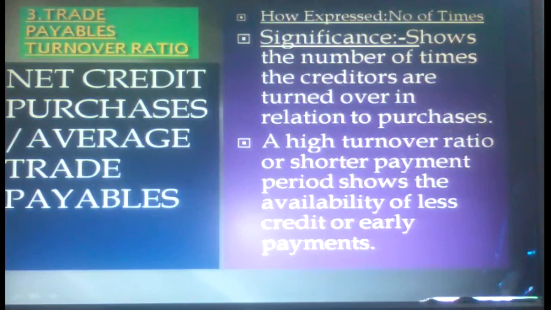Correct. It shows the number of times the creditors are turned over in relation to purchases. How many times? That is the significance of the creditors. So a high turnover ratio, what does it show? A shorter payment period shows the availability of less credit or early payments. For example, they are giving more credit or less credit. With less credit also, you are in a position to pay our creditors. That's the idea here.